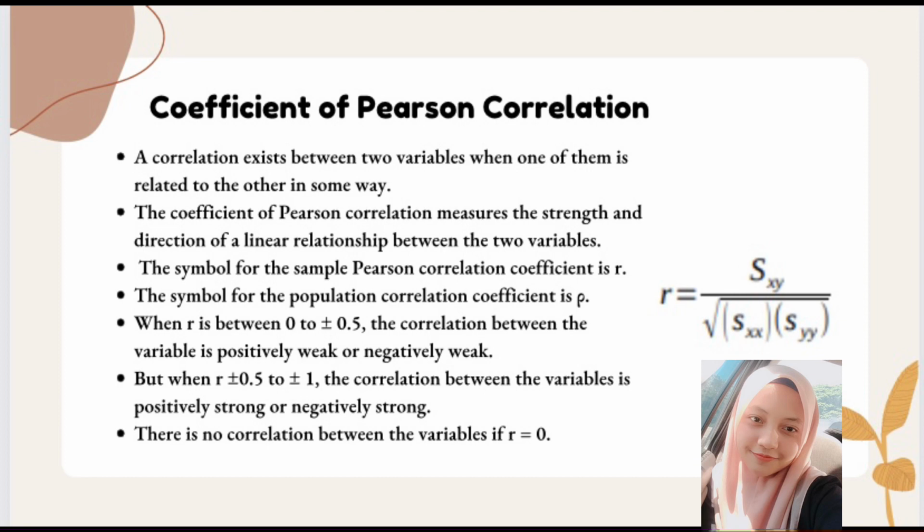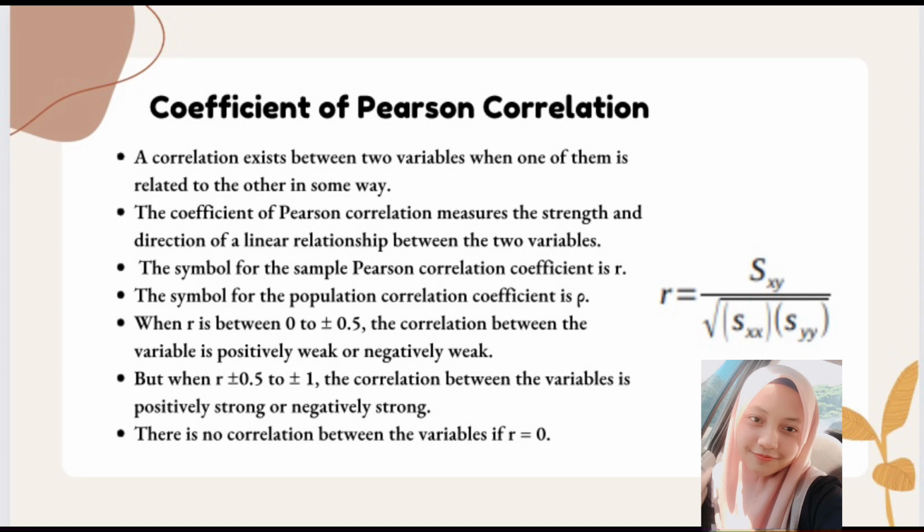So we will use the formula r is equal to Sxy per square root of Sxx times Syy. So r is equal to 16.02 per square root of 21.86 times 13.77. So the answer is r is equal to 0.923.